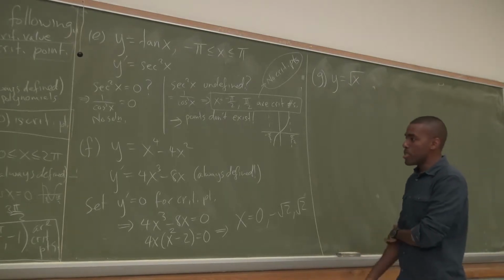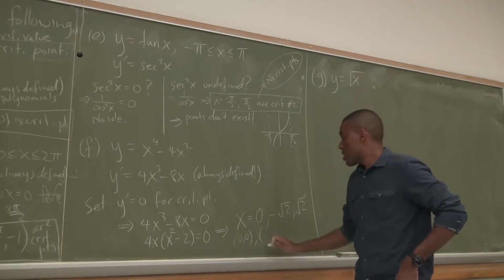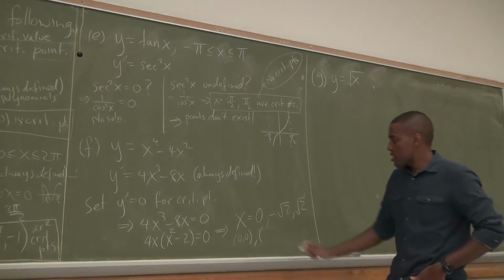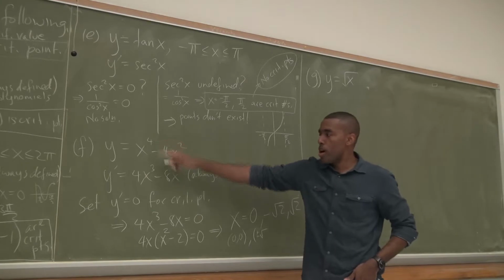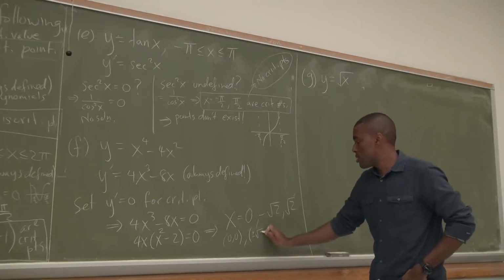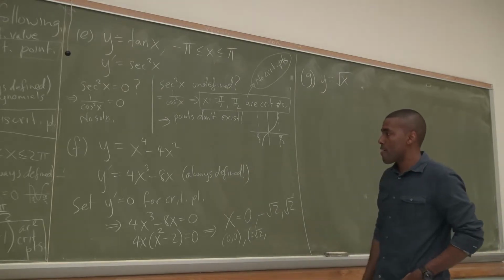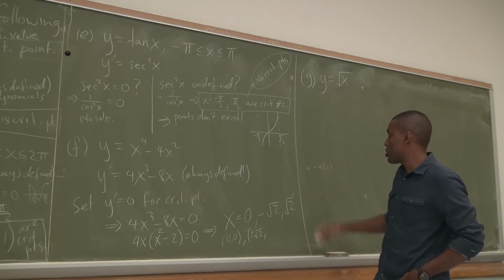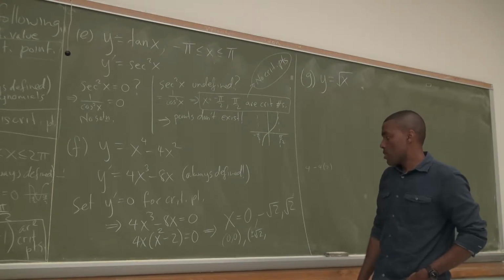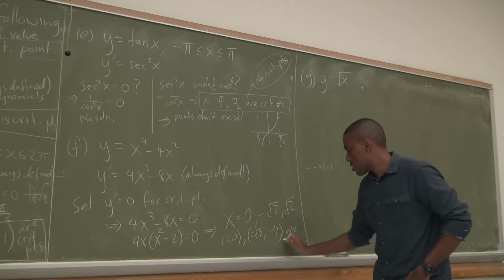So these are the critical numbers. When x is 0, this means y is 0. When x is plus or minus radical 2, what is the value? Both will give you the same because the powers are even. So the y value would be what? If you take radical 2 raised to the 4th, you get 4 minus 4 times radical 2 squared, that's just 2. So that's minus 4. These are critical points.